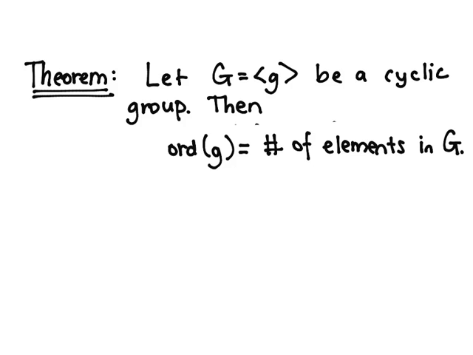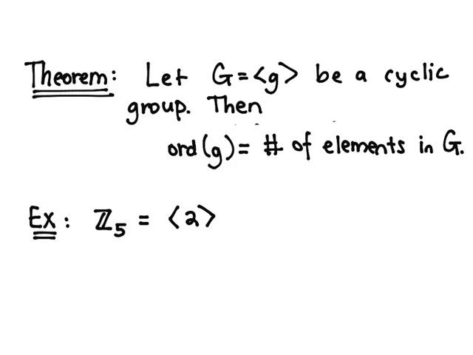Let's let capital G be a cyclic group, which means that capital G is equal to the subgroup generated by some particular element lowercase g. Then the statement is that the order of that element lowercase g is equal to the number of elements in the group capital G. We'll prove this theorem next class, but for now I just want to conclude by illustrating it in a couple of examples to hopefully make it feel believable.